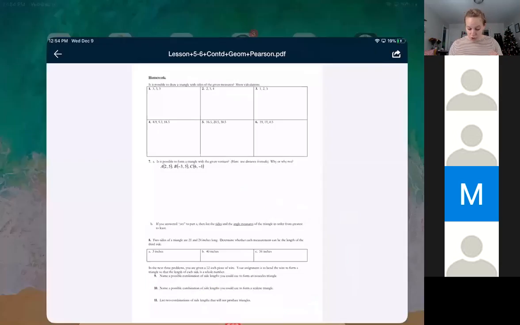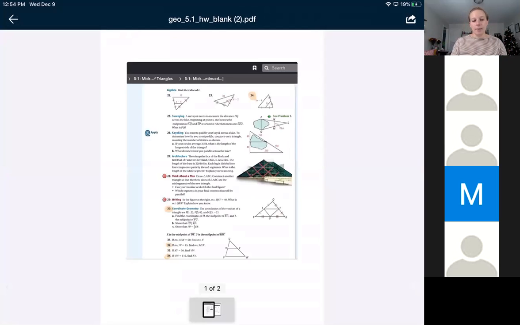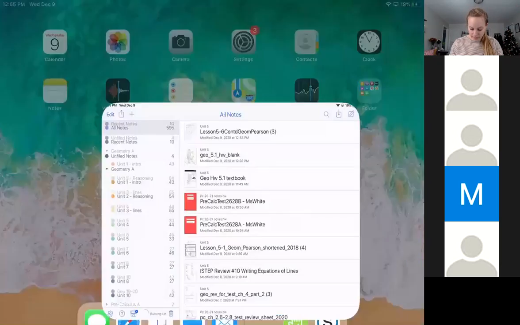So we're going to jump to Schoology. I posted this earlier today, so maybe you saw it, maybe you didn't. Again, this was the textbook problems that you were supposed to do last night, but I didn't post, so I didn't ask you to do them. However, I do think they're still important. So they're labeled Geo 5.1 homework blank, which is a terrible label. I know, I'm so sorry. It's not more straightforward, but that's just what I labeled it for whatever reason. And so I want you to download this into Notability because I want to do some of these together. So let's do that. Let's jump over here.